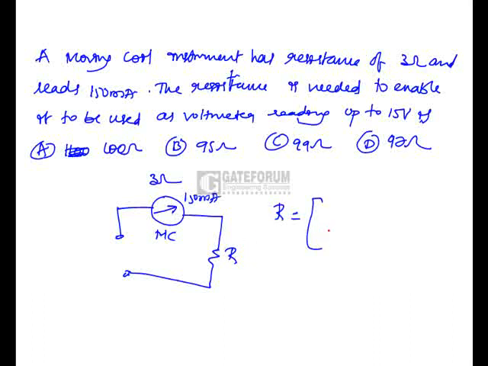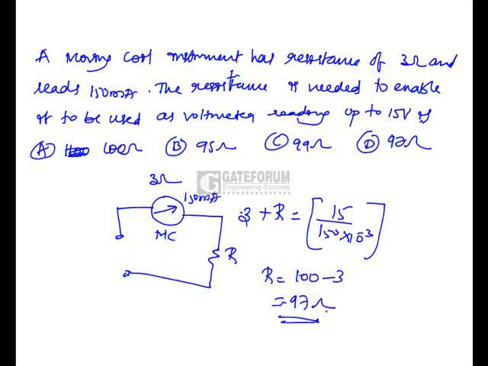This R plus the meter resistance is equal to the voltage divided by the current rating: 15 volts divided by 150 into 10 power minus 3. The meter resistance here is 3 ohms. So R is 15 by 150 milli, that is 100, minus 3, which equals 97 ohms required. So option D is the correct answer.